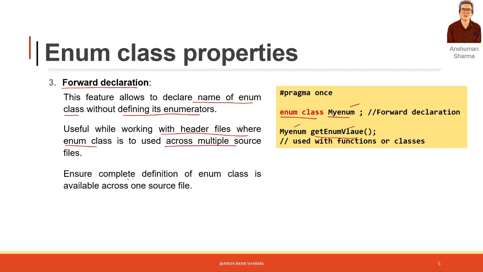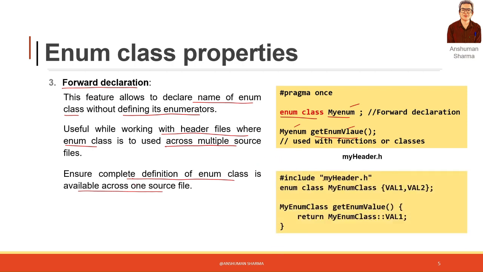Also, it provides a complete definition available across one source file. For example, we could use it in the header file, and this particular enumeration class that we have defined could be made available to be used along different header files. So this is how the forward declaration is possible, and this is how it is used in another program, that is myprogram.cpp, where you can return this particular value and get the value as the result. So these are some of the features and advantages of enum class introduced in C++11.